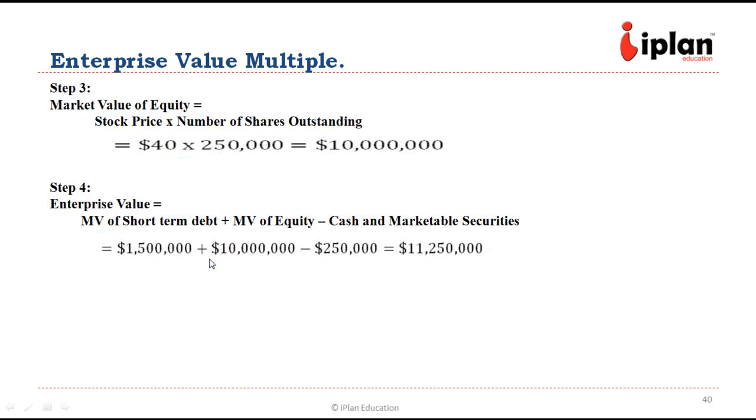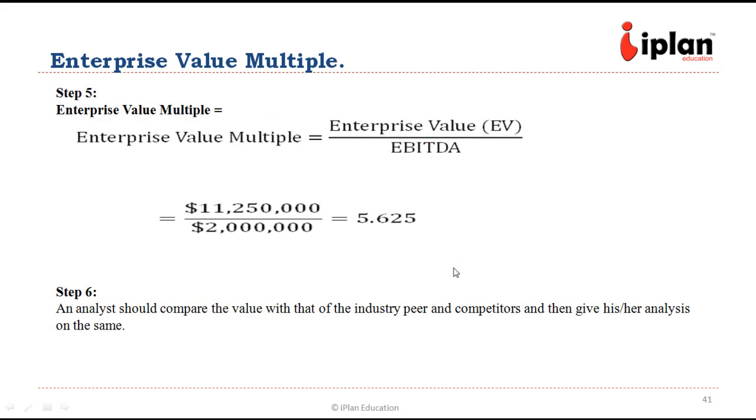Let us see here. So this is the market value of equity, $10 million. This is the market value of short-term debt, which is 1.5 million, and then cash and marketable securities, which are subtracted. So we have $11.25 million enterprise value, and if we divide it by 2 million, which was EBITDA, we get the ratio 5.625. Now once we have calculated the ratio, we can compare it with the industry peers and competitors to understand whether the company is overvalued or undervalued or fairly priced.